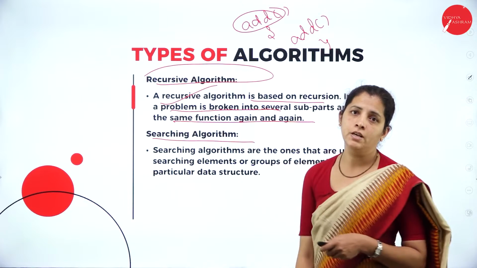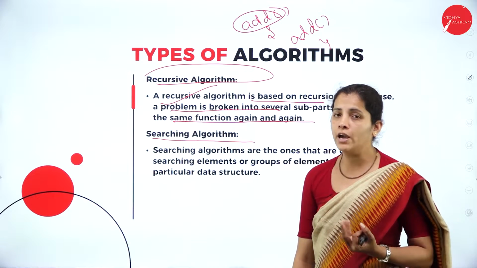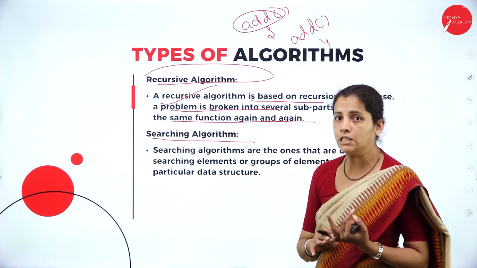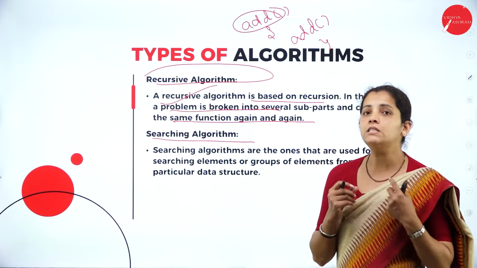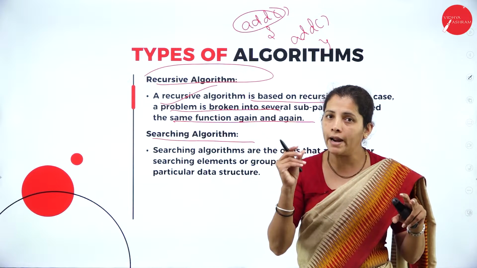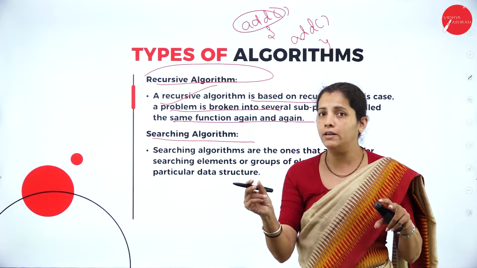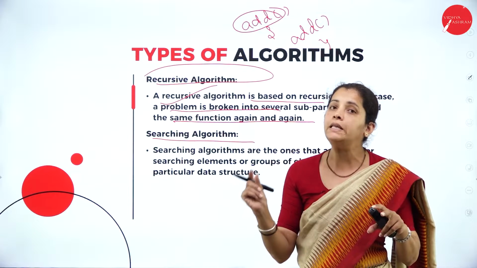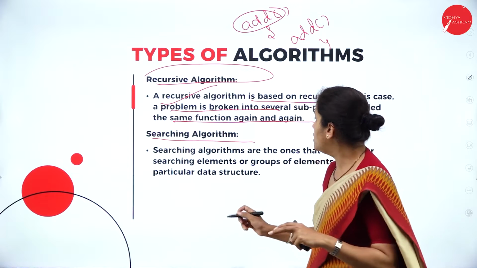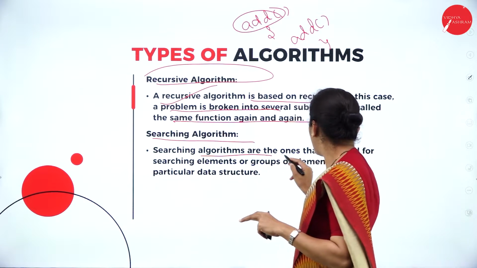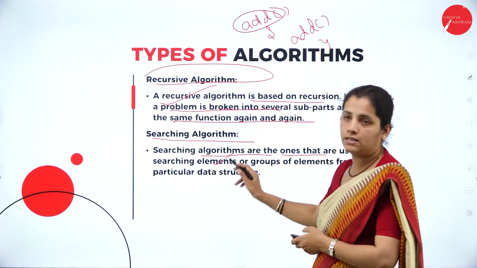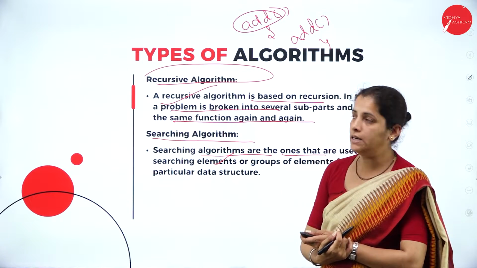Searching algorithm. So what is a searching algorithm? We are familiar with linear search, binary search, etc. So what is searching? In a given list of elements, I want to find a particular element. The particular element is nothing but the key. So I'll consider the particular element as the key. Searching algorithms are the ones used for searching elements or groups of elements.